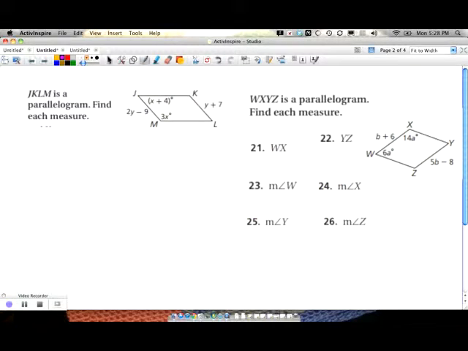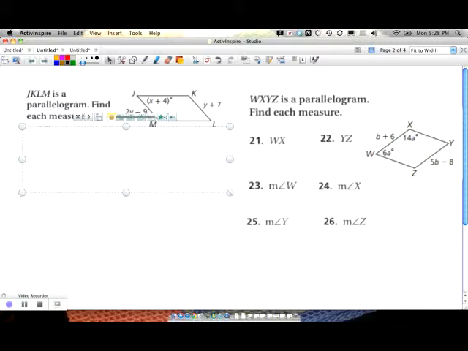More parallelograms. So now we have some variables and algebra mixed in here. Not only do we have to use the numbers to do calculations, we got to be able to do them with algebra as well. So let's take a look at this first one.